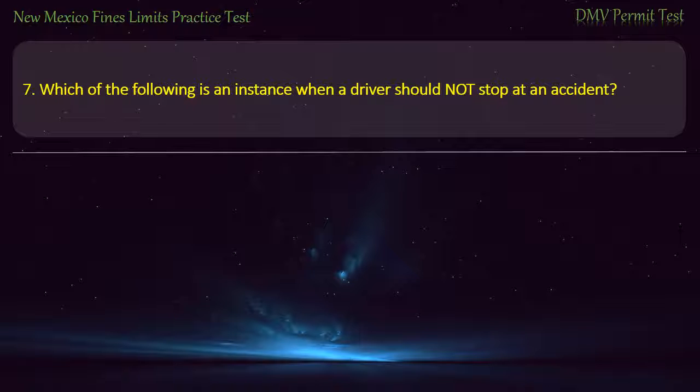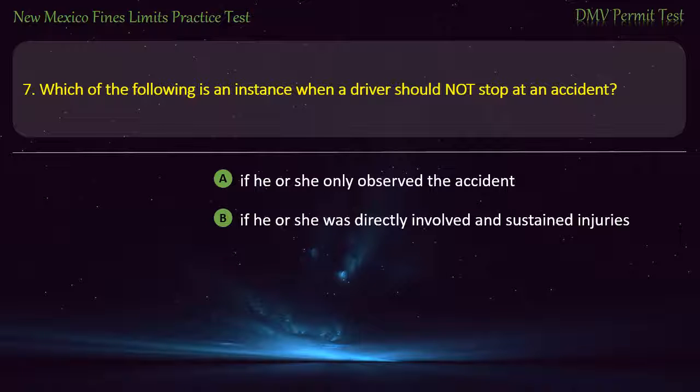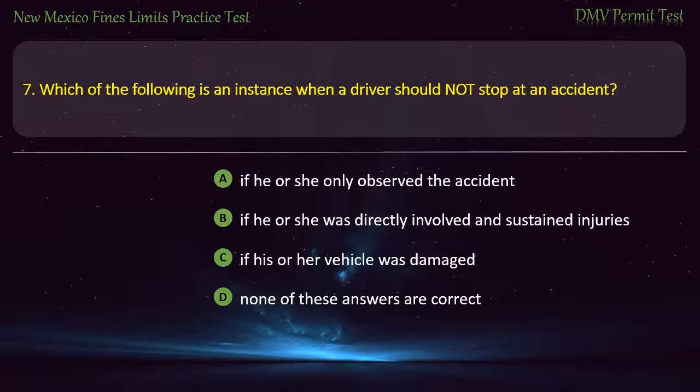Question 7. Which of the following is an instance when a driver should not stop at an accident? If he or she only observed the accident. If he or she was directly involved and sustained injuries. If his or her vehicle was damaged. None of these answers are correct. Answer. If he or she only observed the accident.